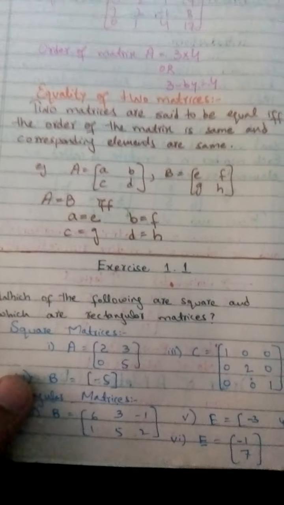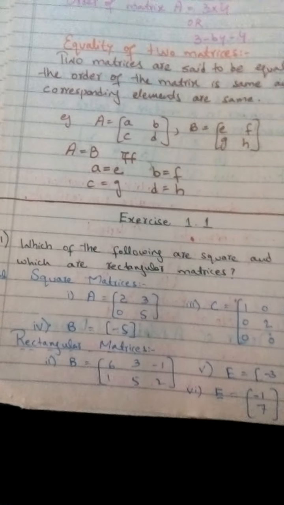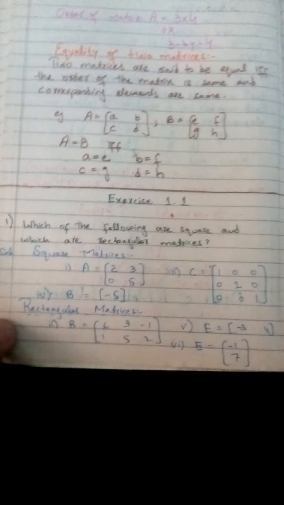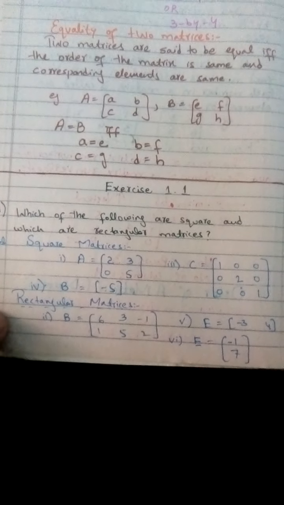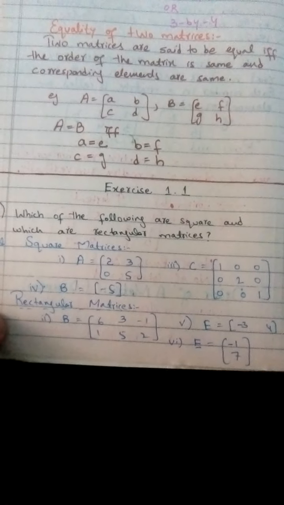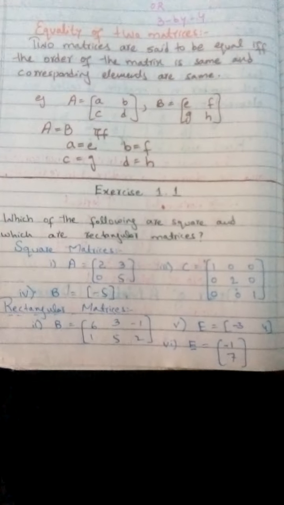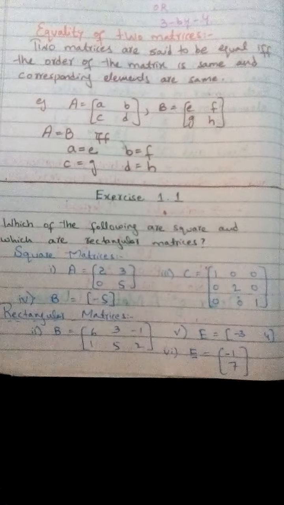Now we will talk a little bit about the exercise of the class 9th book from the Abbottabad board. If you see here, the question says which of the following are square and which of the following are rectangular matrices. Now here we have to find out which matrix is square and which matrix is rectangular.